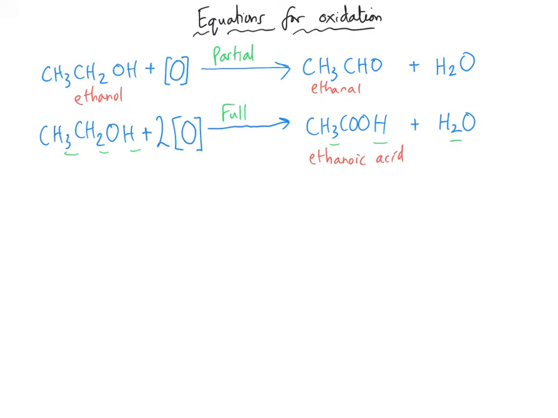We could, in theory, do a third equation that takes our ethanal and oxidizes that to ethanoic acid. And if we have a look at the balancing, we obviously need the O for oxidizing agent, and we can see that we have got 4 hydrogen in the reactants, 4 hydrogen in the products, we've got 2 oxygen in the reactants, and we've got 2 oxygen in the products. So this one is in fact already balanced, which is nice.